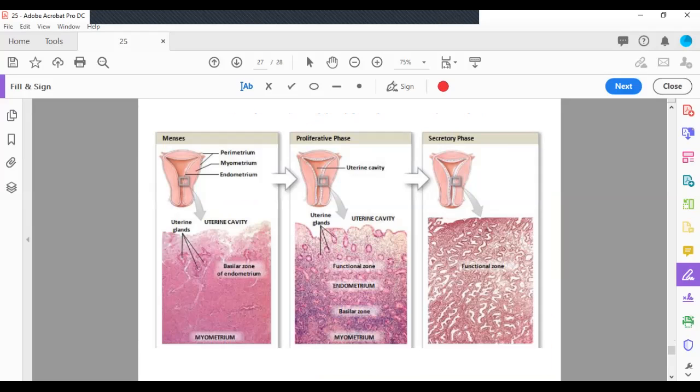Now the last one, also for FYI: you can see the functional layer becomes thicker over time. Menses is very thin, the proliferative phase is getting thicker, and the secretory phase is going to get thicker and thicker. What follows is menses again, so it would drop very quickly.